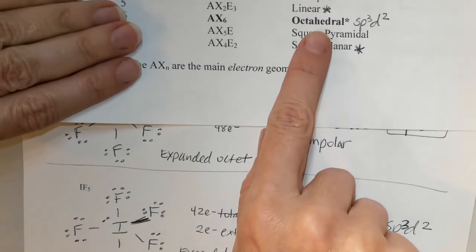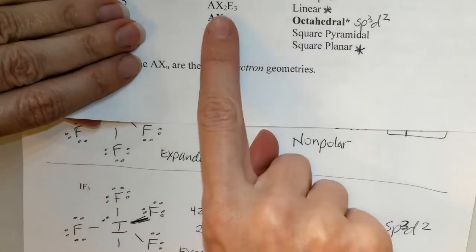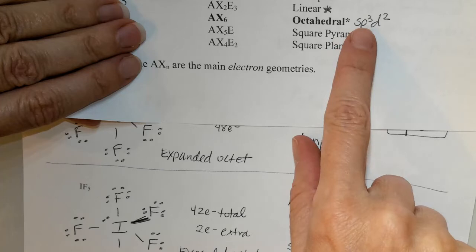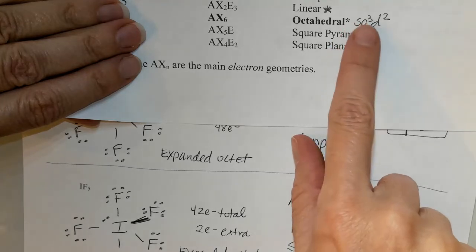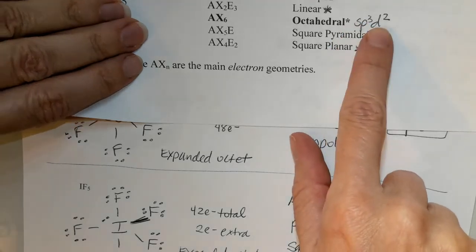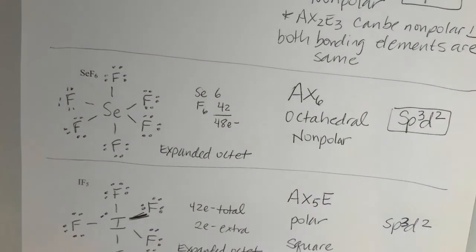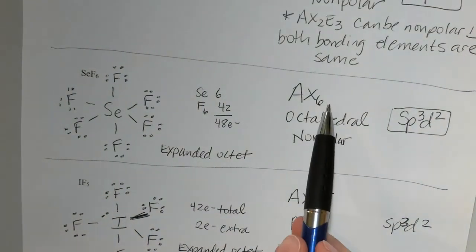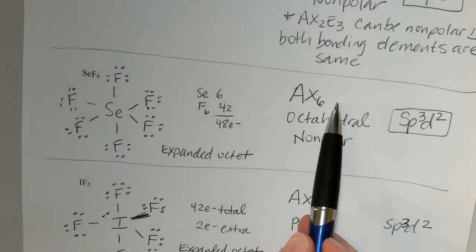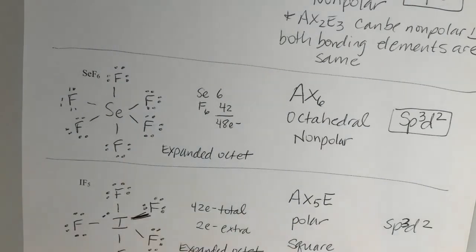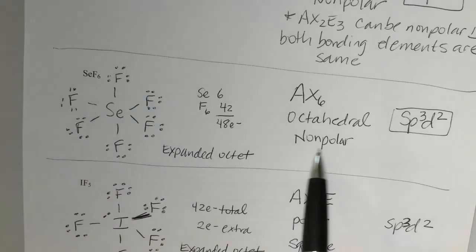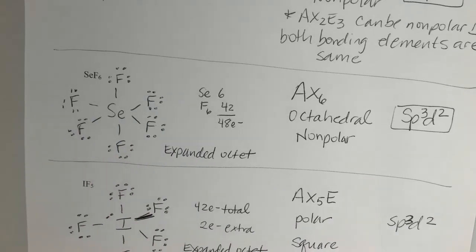In terms of the orbital hybrid, we now need 6 hybrid orbitals. So 1 s, 3 p's, and 2 d's. So 1, 4, 6, there's my total of 6. The orbital hybrid here would be sp3d2. And as we talked about, as long as there's no lone pair, which there isn't here on the center selenium, if all bonding elements are the same element, then overall this should be a nonpolar molecule.